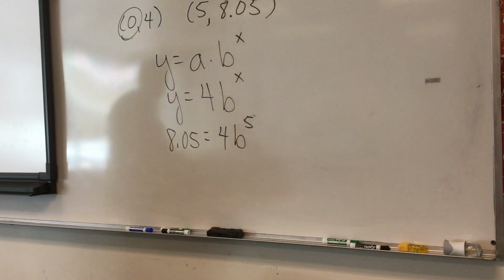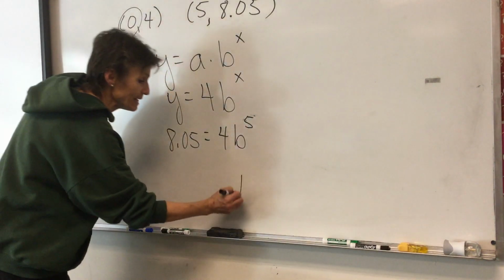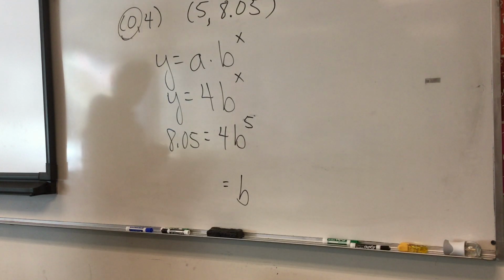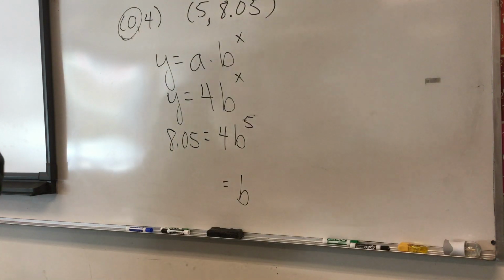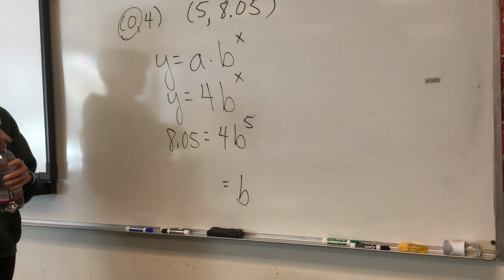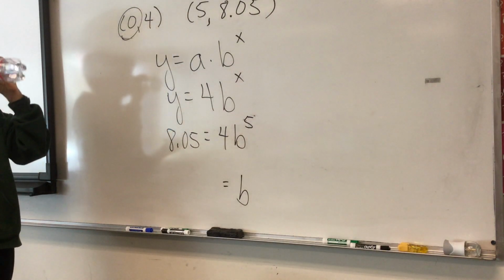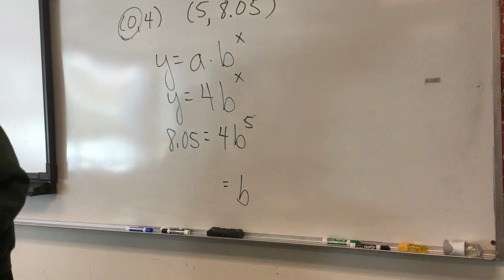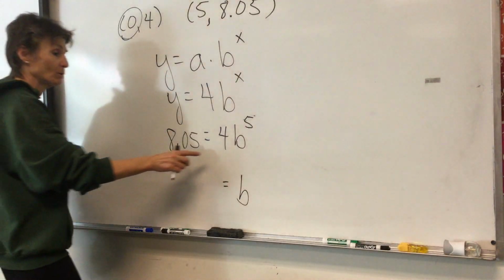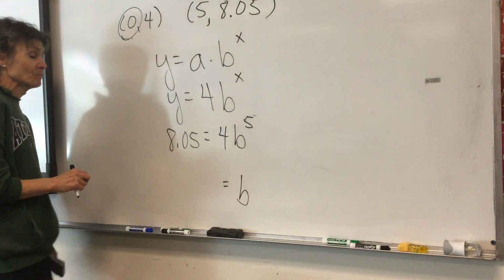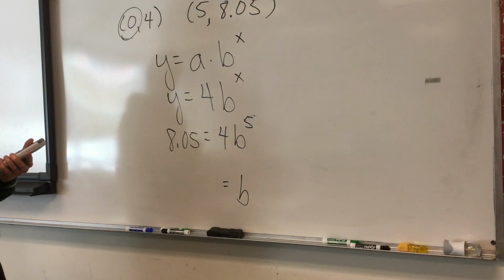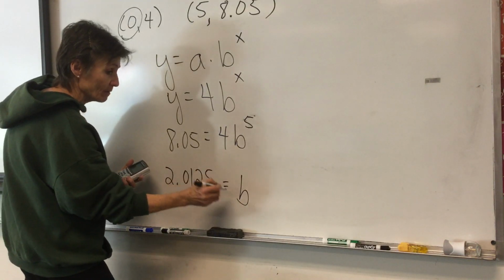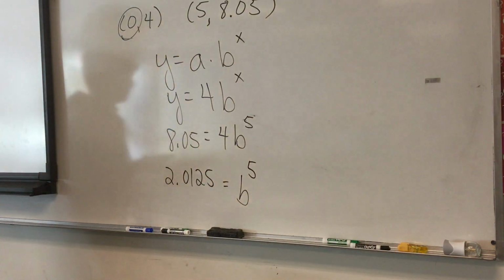Now, how are we going to solve for B? We need to figure out what B equals. How are we going to do that? What is going to be the first thing you're going to do? Divide by 4. Exactly. Very, very good. We're going to be doing a lot of word problems later on, and we've got to remember to get rid of that guy right there. So 8.05 divided by 4, I got 2.0125 equals B to the 5th.